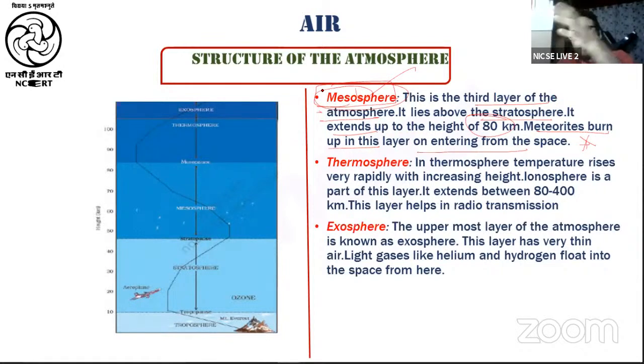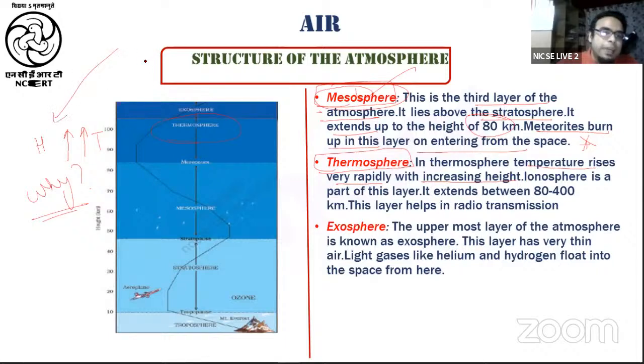Then as we move from the mesosphere, the next layer that we have is the thermosphere. In the thermosphere, your temperature rises very rapidly with increasing height. So in the thermosphere, as the height increases, the temperature also starts to increase. But the question is why? Because in the thermosphere, this layer is getting heated by the sun's radiation. Since this layer is closer to the sun, it gets heated directly by the sun's radiation, and because of this, as the height keeps on increasing, the temperature also keeps on increasing.